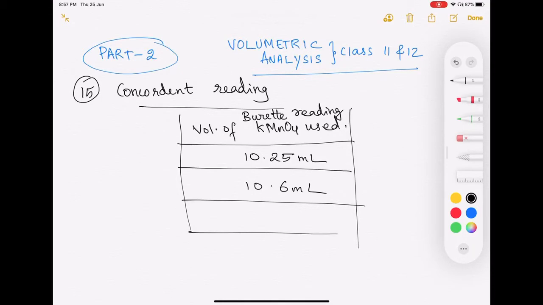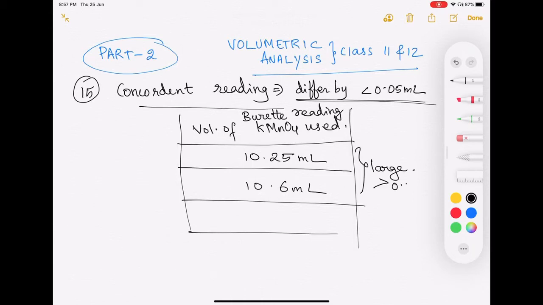Check, can we consider both as our result? No. Concordant reading means two consecutive readings that differ by less than 0.05 milliliter. So if we are getting two continuous readings that differ by only 0.05 milliliter or less, then only we can consider it as concordant reading. Here you can see their difference is actually large. That is, the difference is greater than 0.05 milliliter. So we cannot consider it as concordant. So this is not a concordant reading.